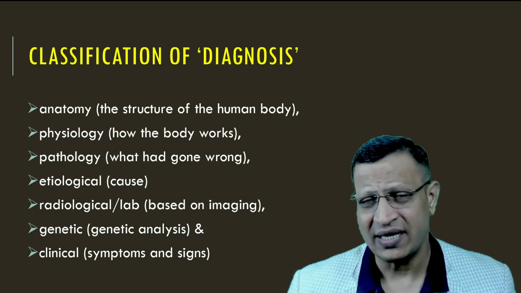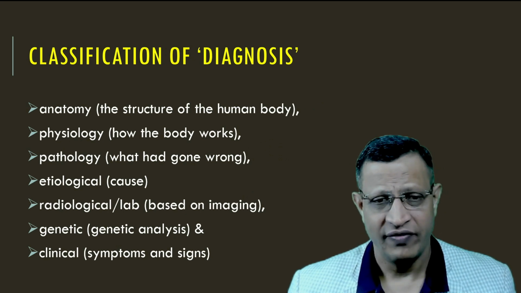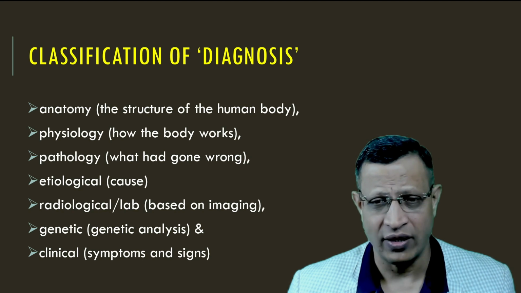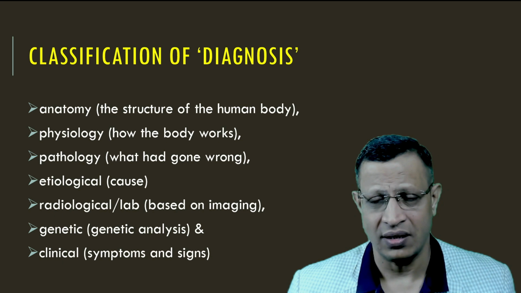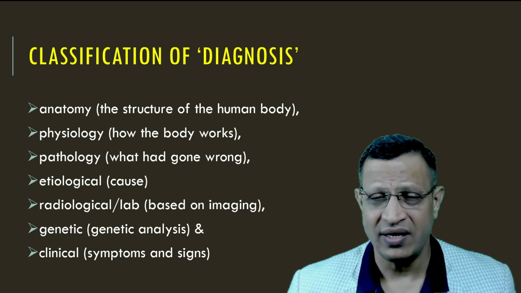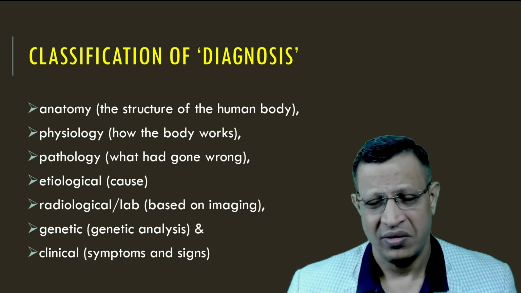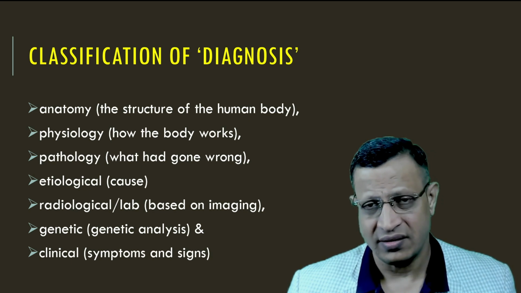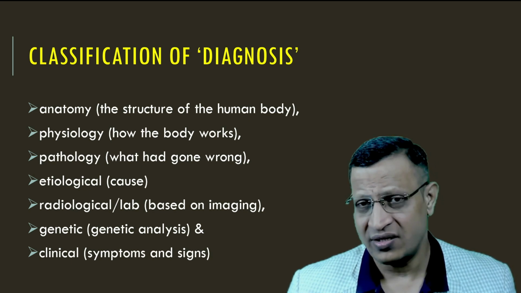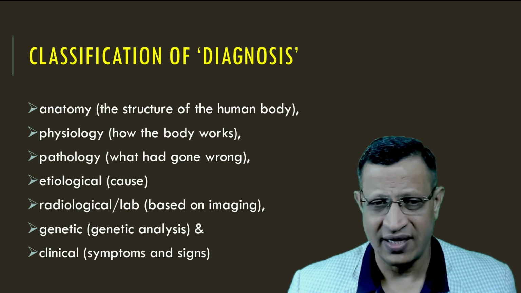Diagnosis can be classified into various types. First and foremost is anatomical diagnosis, based on the structure where the illness has occurred. On that, you can consider it as anatomical diagnosis. The best example is pulmonary tuberculosis. If it occurs in the lungs, or if it is in the intestine, we consider it as tuberculosis of the intestine.